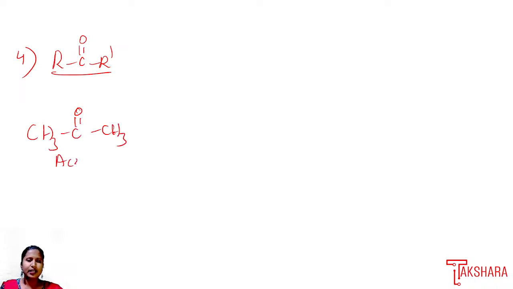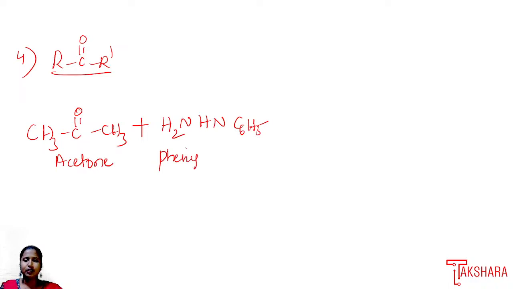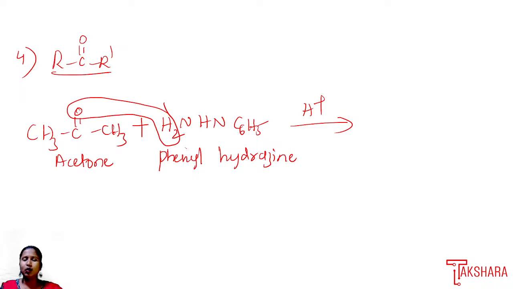Next, let's take an example of a ketone. The general form of a ketone is R C double bond O R'. Now for a particular example, if we consider acetone, CH3 C double bond O CH3, as the reactant molecule and treat it with NH2 NH C6H5, which is phenyl hydrazine, in the presence of an acidic medium, that is H plus, a water molecule is going to be removed, and we get CH3 C double bond N NH.